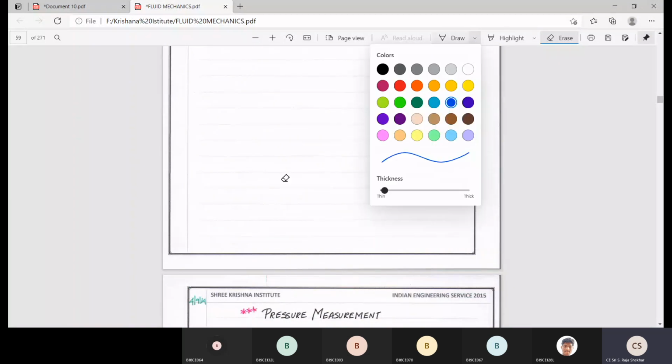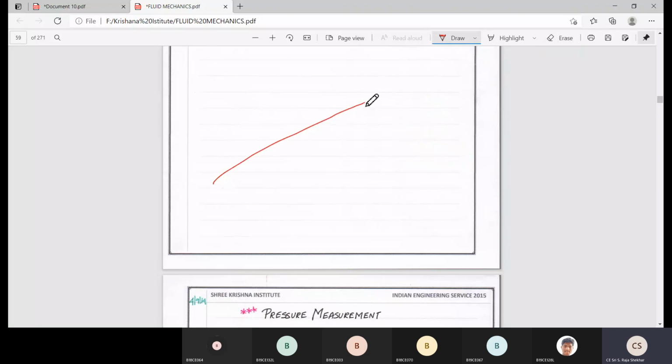want to measure the pressure, let us suppose this is a pipe. This is a long pipe. I want to measure pressure at this section. So what should I do to measure the pressure at this section? Generally, we make a small hole. When we make a small hole, automatically the water lifts up like this.